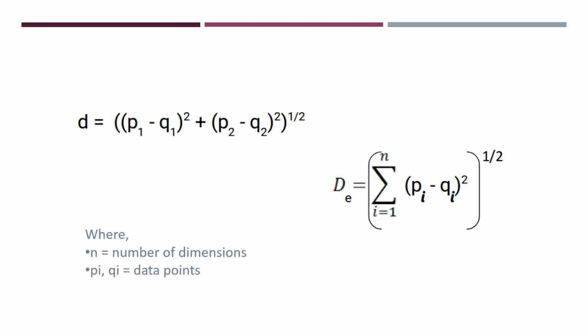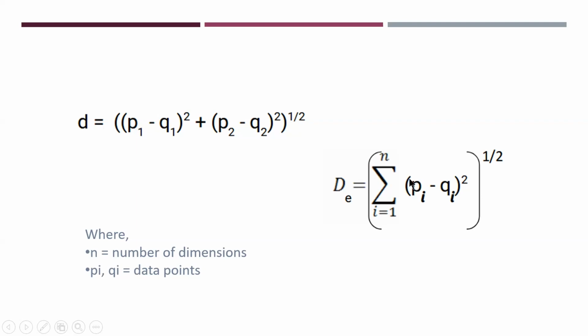The formula for Euclidean distance can be given by D is equal to the square root of (P1 minus Q1) whole square plus (P2 minus Q2) whole square. And we use this formula when we are dealing with two dimensions.